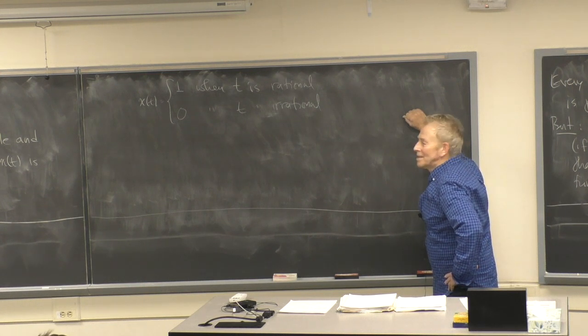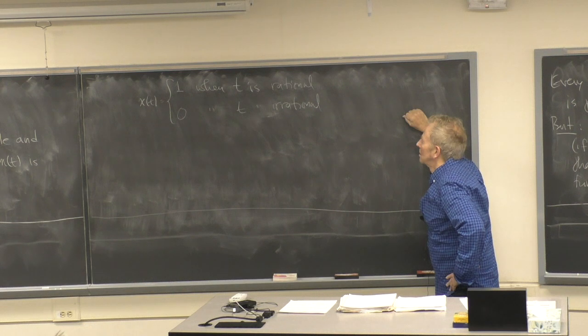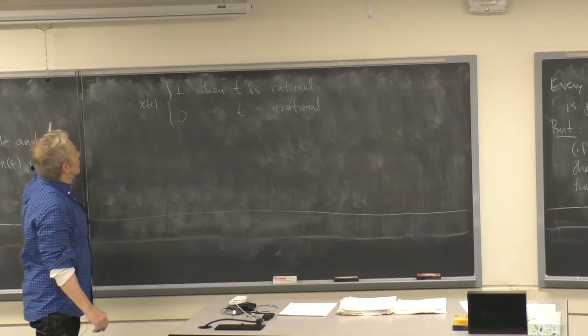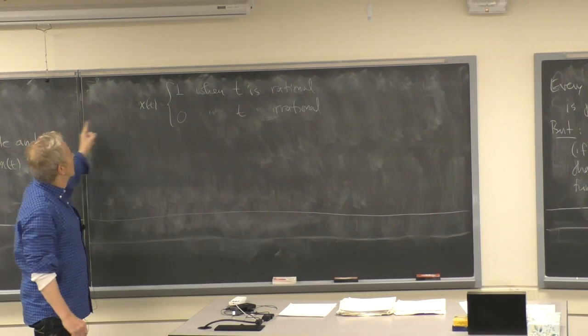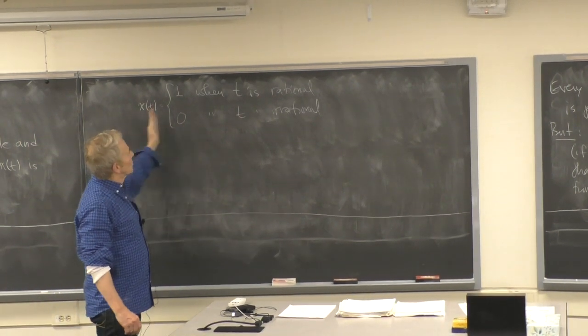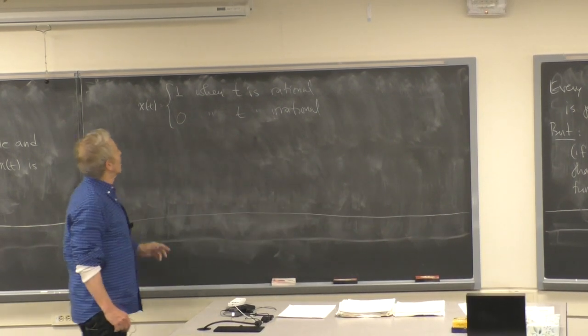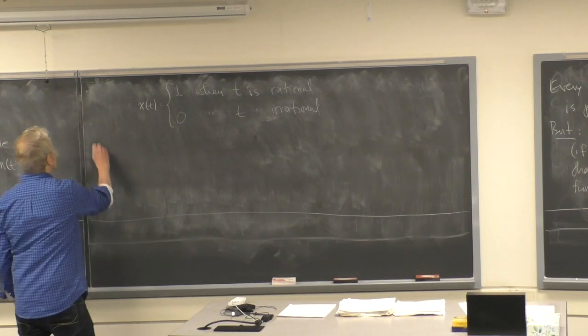okay, so first off, why is this signal periodic? What are its periods? 2 is a period of it. 3 is a period of it. Why? Because when I shift x of t by any integer, in fact, by any rational number, all the rational numbers shift to other rational numbers, all the irrational numbers shift to irrational numbers, and therefore x of t stays the same.